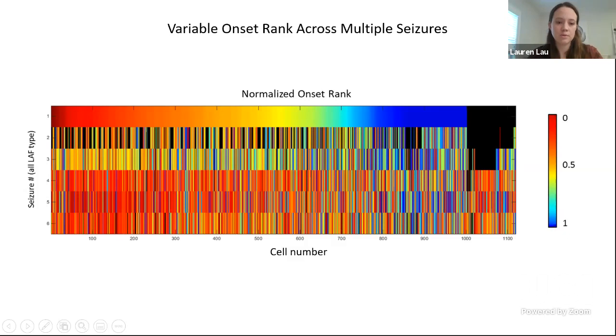And then for the subsequent seizures, the individual neurons are ordered in the same way. And you can see what their rank is in seizure number 2 and seizures 3 and so on. And I think even just by looking at this by eye, you can see that there's a lot of variability in the sequences of neuronal activation seizure to seizure.